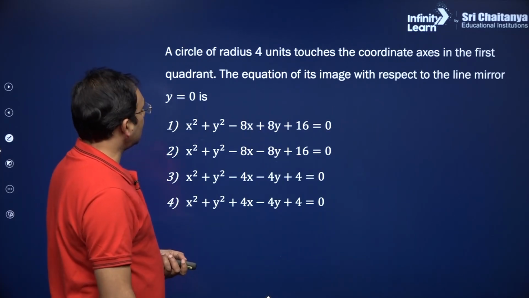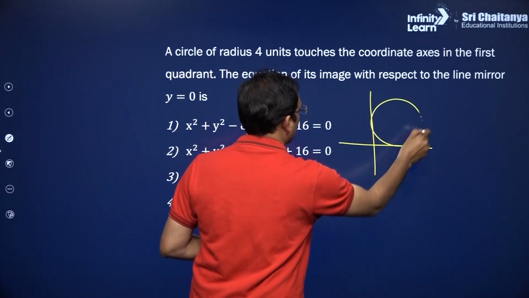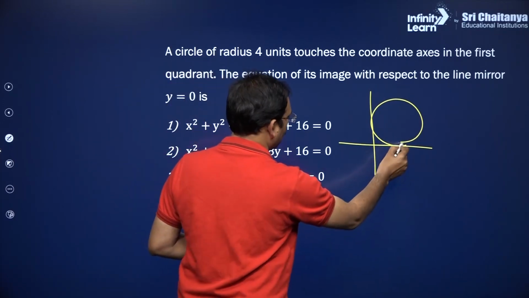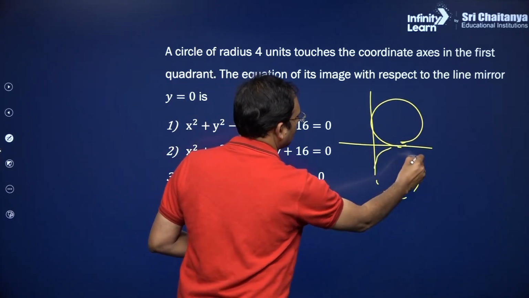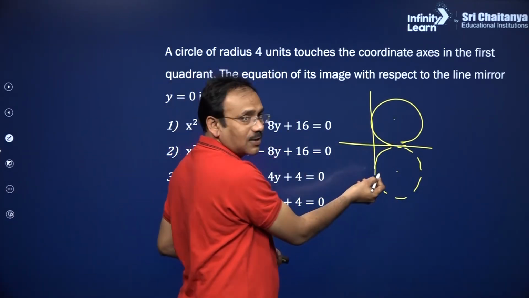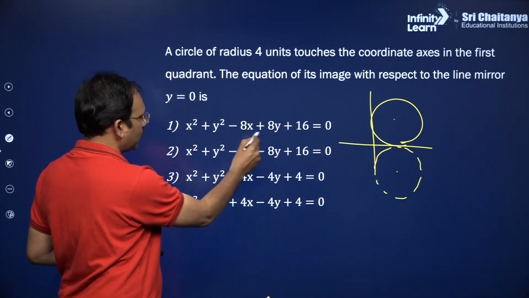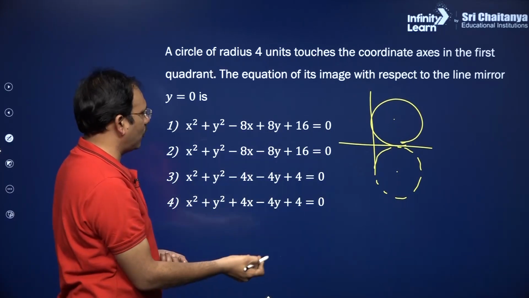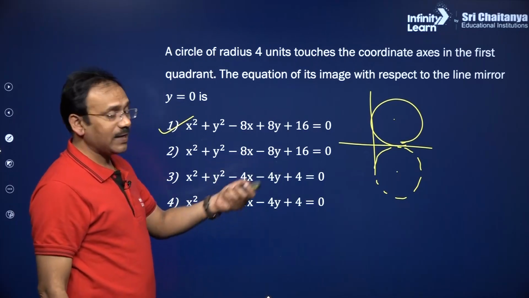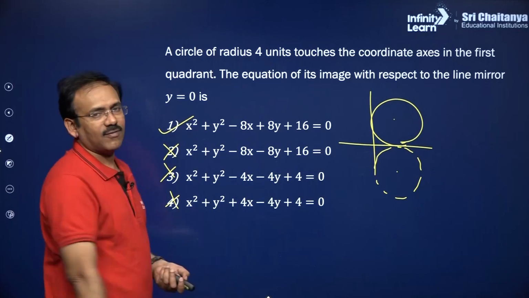Next, a circle of radius 4 units touches the coordinate axes in the first quadrant. Now you see the equation of its image with respect to the mirror line y = 0. Suppose this circle's center is (4, 4). The image is (4, -4), and the radius should also be 4, my dear friends. So this is the answer, because the center must lie in the fourth quadrant. This cannot be, and this cannot be, my dear friends.